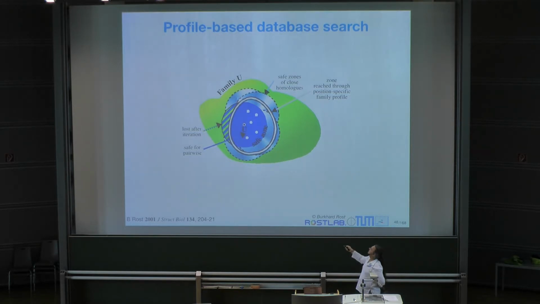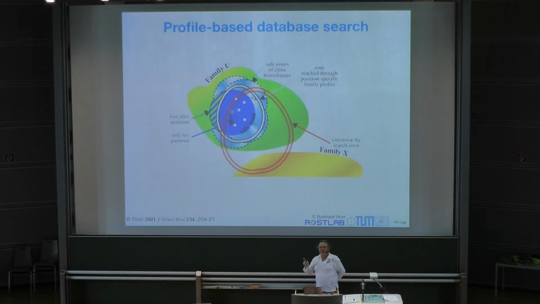But now assume I make my lens even bigger. Assume I find one protein that comes from a different family. So that's an incorrect hit. I made a mistake. I made my lens a little bit too big. And that now is the pollution that comes immediately.